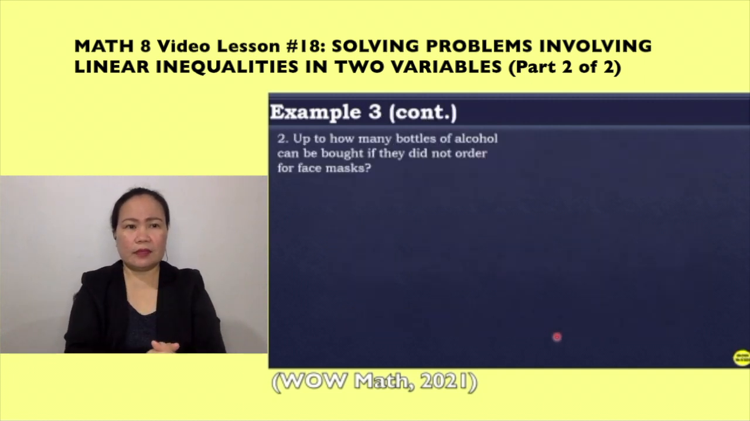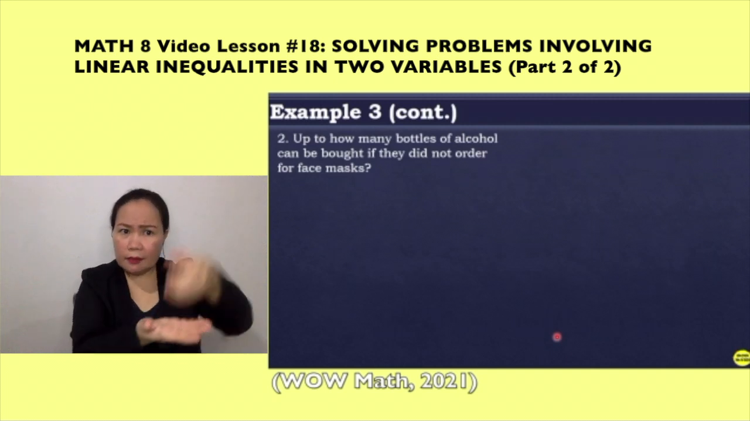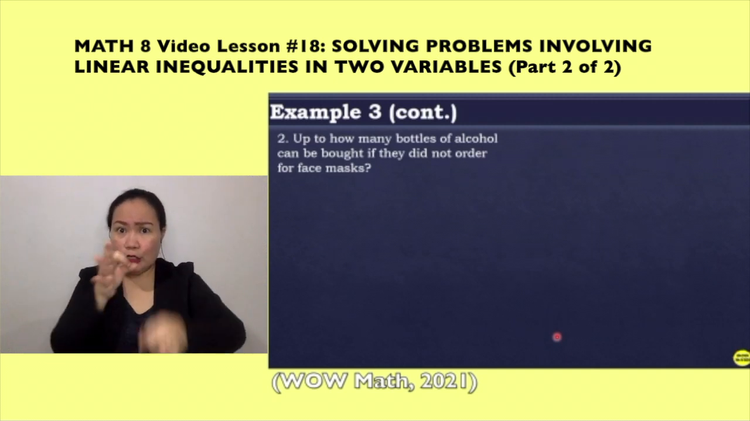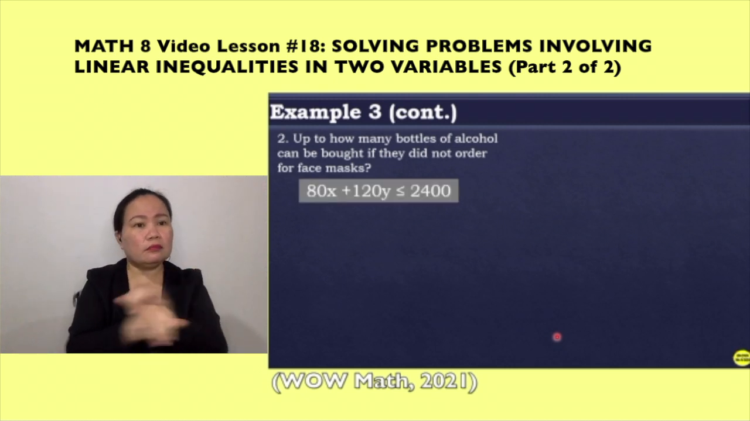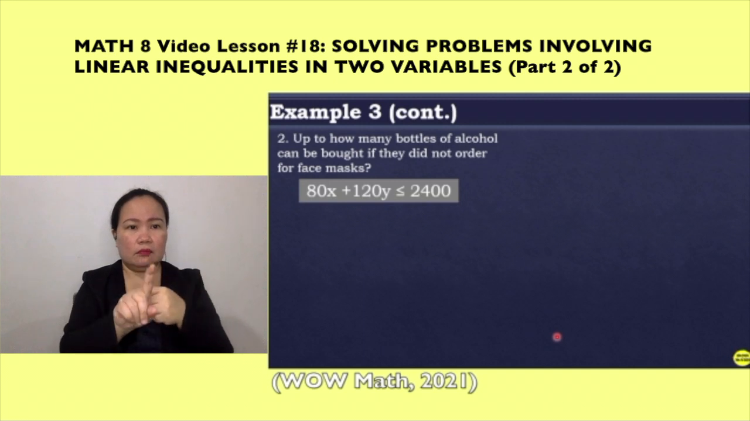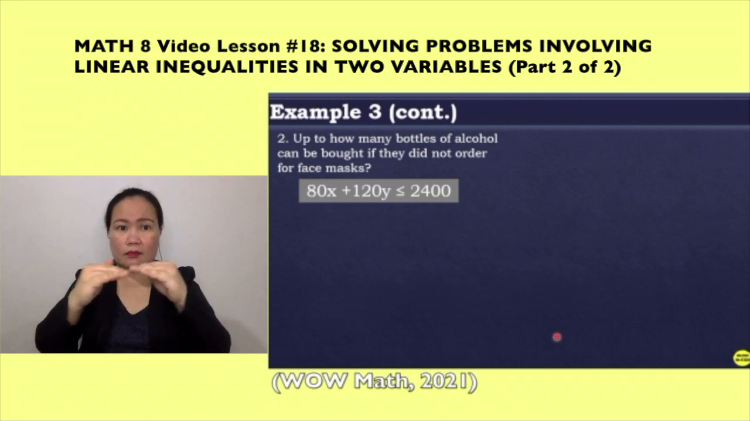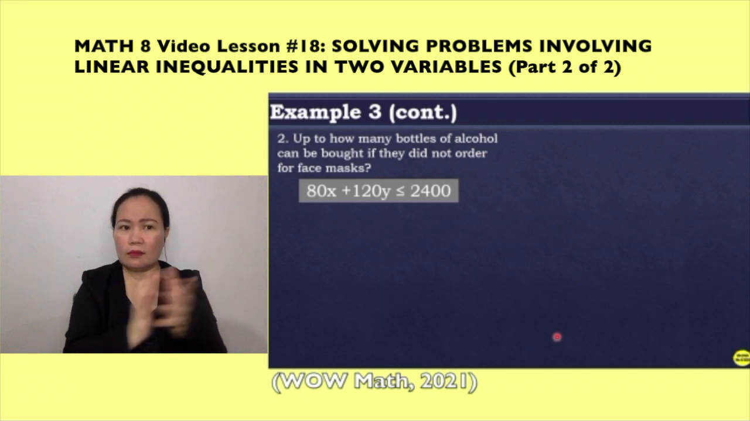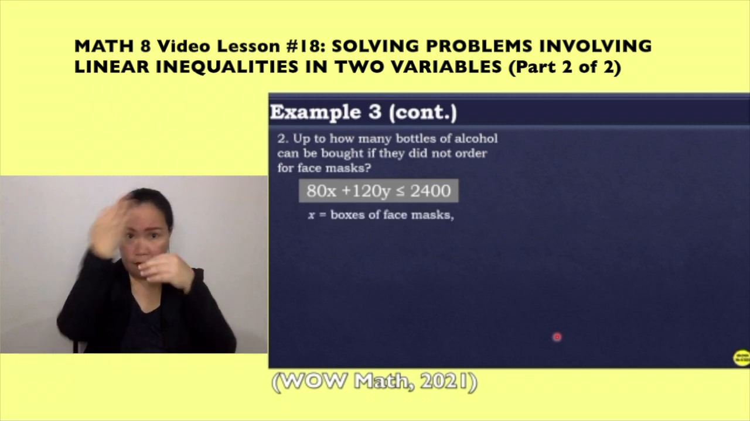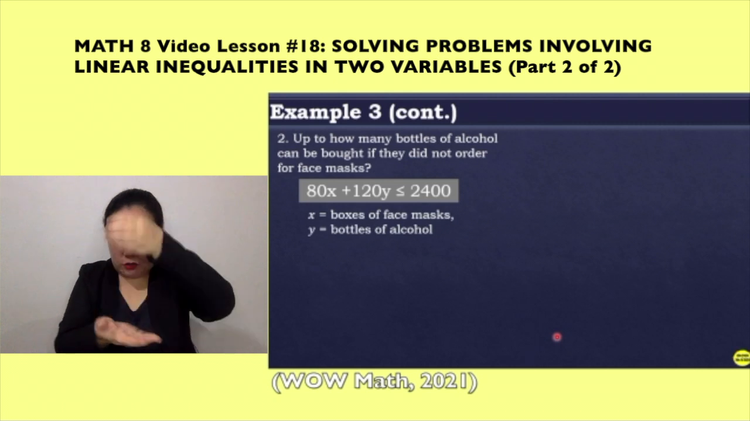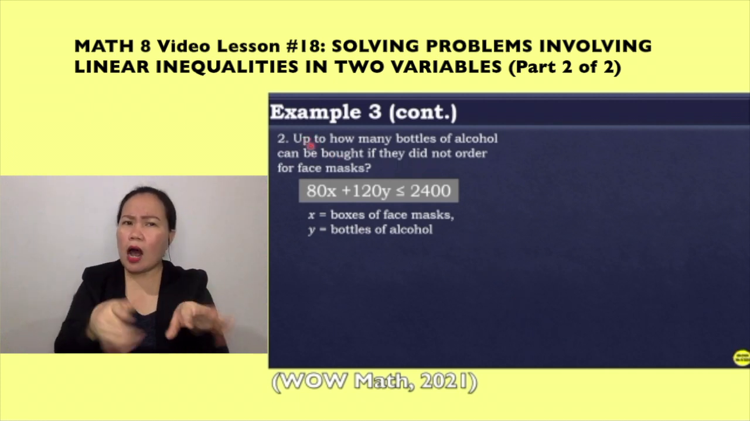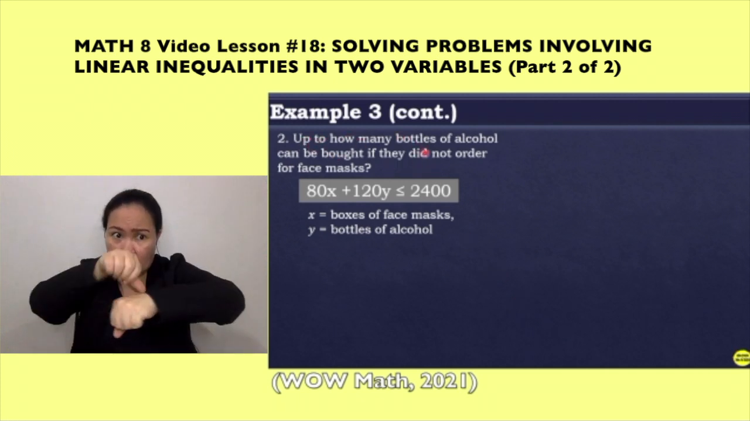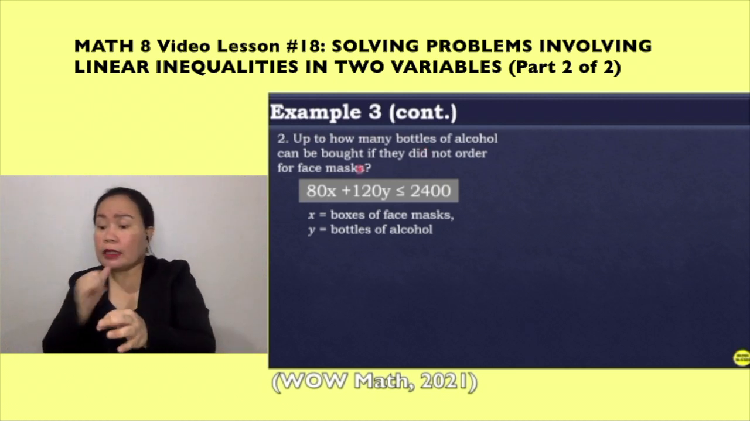Let's have question number 2. Up to how many bottles of alcohol can be bought if they did not order for face mask? Okay, so balikan natin yung ating inequality. 80x plus 120y is less than or equal to 2,400. Now, ano ang representation natin? Yung X natin, that is the boxes of face mask. Yung Y natin, bottles of alcohol. So, ito yung bilang. Now, ang tanong, hanggang ilan ang kayang mabibili ng bottles of alcohol kung hindi sila bibili ng face mask?